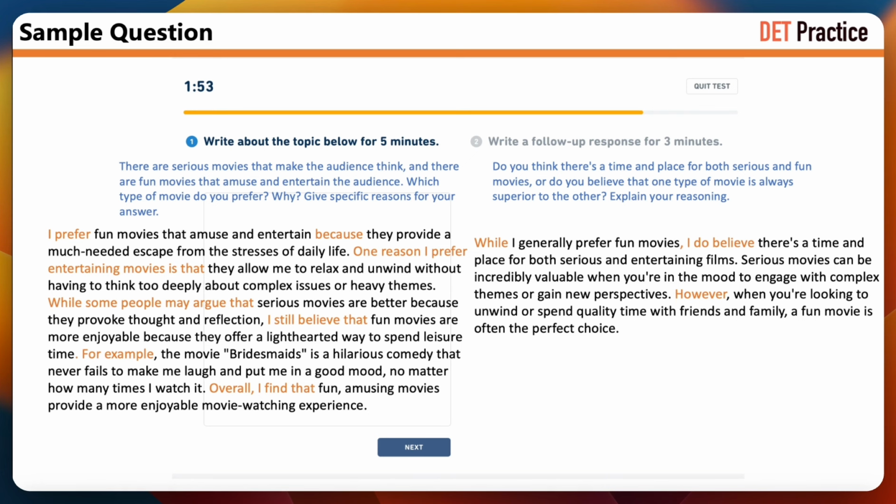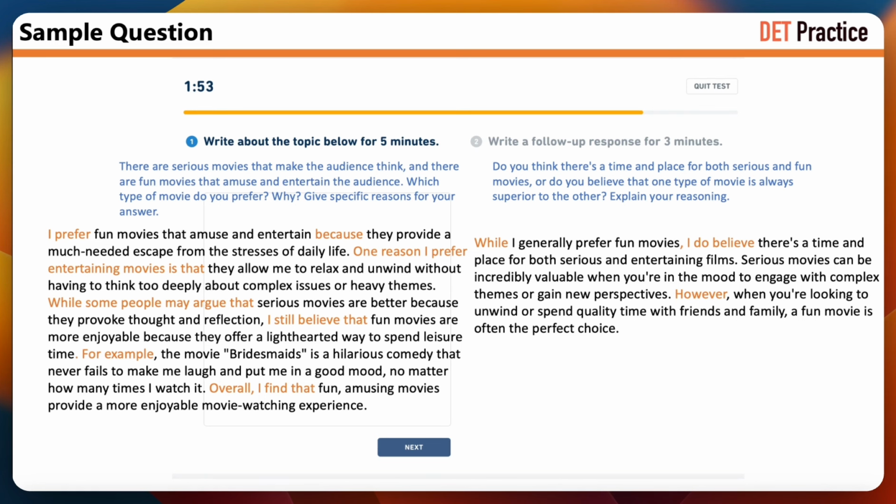The answer begins by acknowledging the preference stated in the first part. "While I generally prefer fun movies," which provides continuity with the previous response. However, it quickly moves to address the new question directly. "I do believe there's a time and place for both serious and entertaining films."